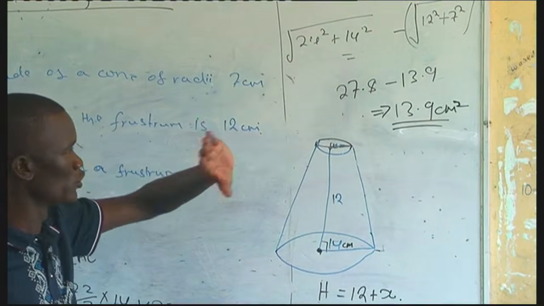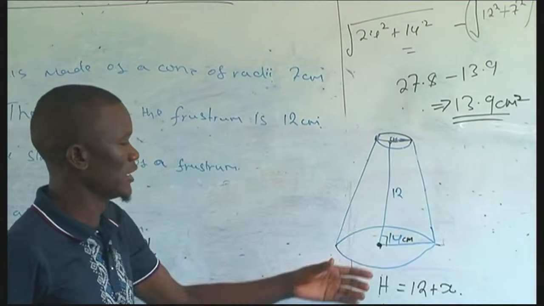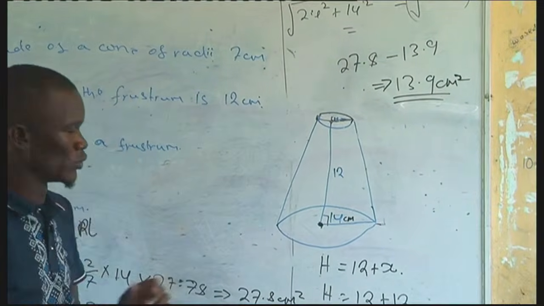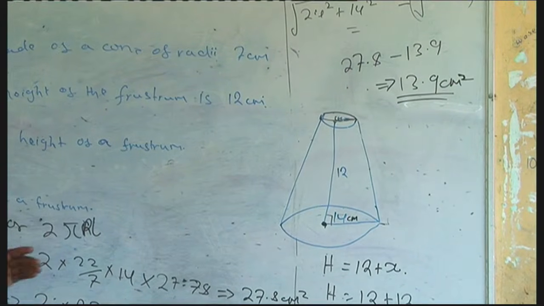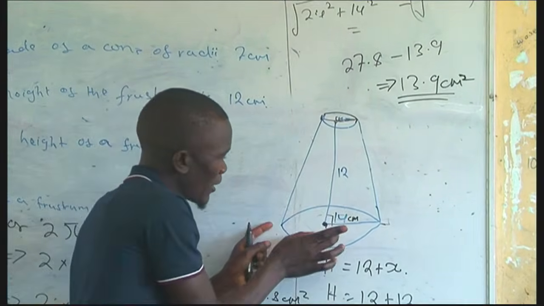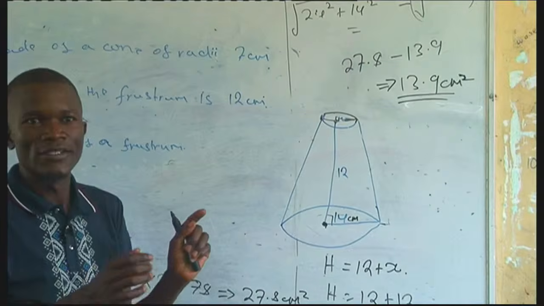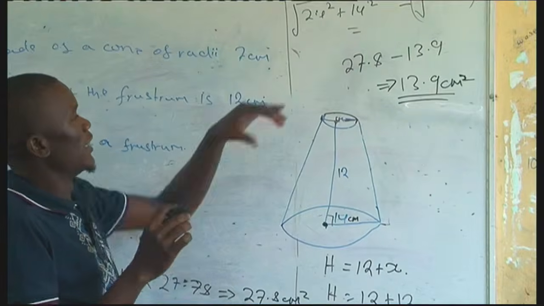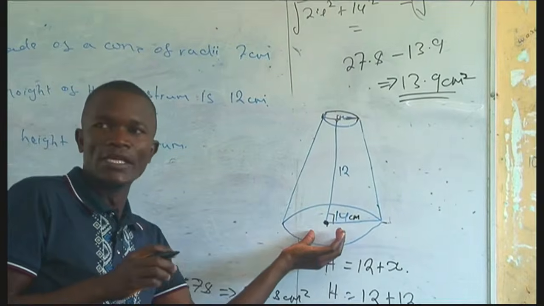The first thing that you need to do, in summary, you first extend to form a cone, then you get the area of the larger cone and the area of the smaller cone, then you subtract the two. Now assuming that the cone was a solid, we need to add the bottom part and the upper part.